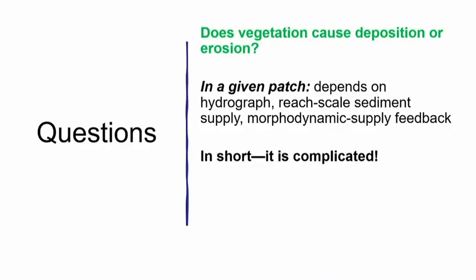So does vegetation cause deposition and erosion? We find that in a patch it really depends on the hydrograph. During a hydrograph you can see both deposition and erosion for a given supply. It depends on that reach scale sediment supply. More likely you're going to see deposition with high supply, but it might not, depending on that feedback that you see around the patch with deposition of mounds either upstream or downstream. So the short answer is it's complicated and it's difficult to predict.